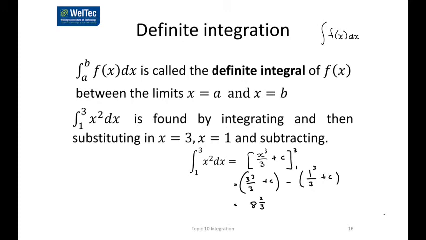Now, if you're the sort of person that thinks, oh, I need to put it in because if I don't put it in this time I'll forget, that's fine. It's fine to put it in there. I tend not to, because I know that it's going to disappear, and what I would say would be directly this.